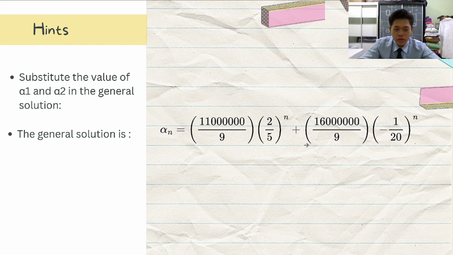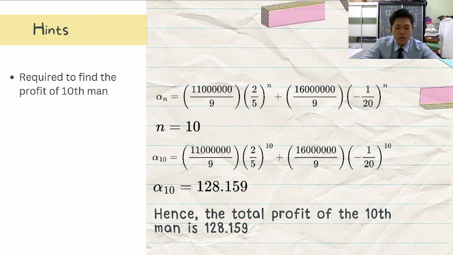After that, substitute the values of A_1 and A_2 into the general solution. Finally, we can obtain the general solution like this. However, we must remember that the question requires us to find the profit of the 10 men. This means n = 10. Try to substitute the value of n into this formula, where n now changes to 10. Using your calculator, finally you will get a_10 = 128,159. Hence, the total profit of the 10 men is 128,159.